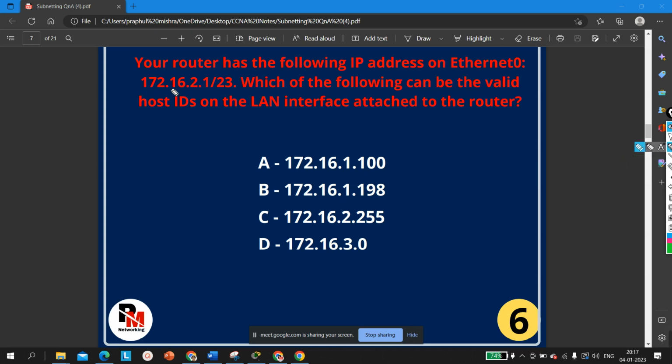Fine. So here, 255 is the broadcast ID. How can that be? Yes, exactly. How is this one possible? It's not possible. So it should be something from around A and B. Neither is D possible because it's a network address. Okay. Now see, tell me what will be the subnet mask? 255.255.254.0 for /23. So block size will be what?